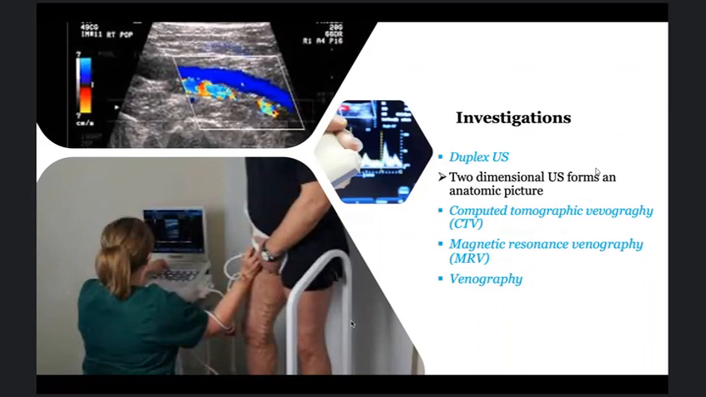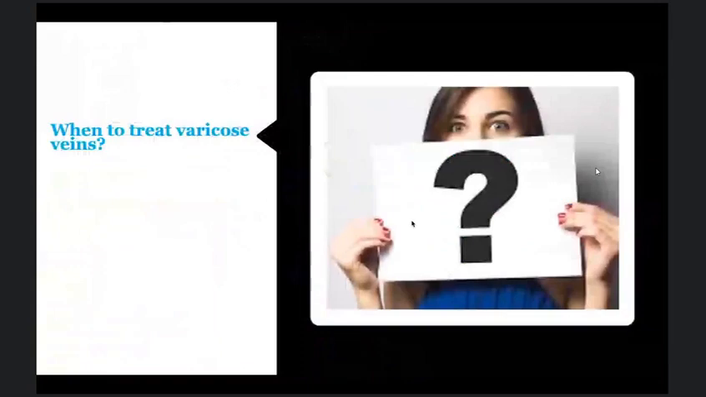We may need CTV, computed tomography with venography, or MRI with venography, or venography. These tests are rarely used in clinical practice. We send for duplex ultrasound, efficient in evaluation of varicose veins. Now, varicose veins.